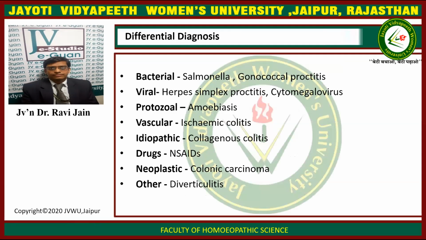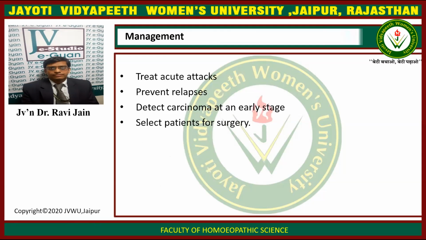Now, what is the differential diagnosis? In the differential diagnosis, we have bacterial diseases like Salmonella and gonococcal proctitis. We can have viral diseases like herpes simplex proctitis and cytomegalovirus. There can be protozoal disease like amoebiasis, vascular ischemic colitis, idiopathic collagenous colitis, and drugs like NSAIDs. In neoplastic, we have colonic carcinoma, and others include diverticulitis.